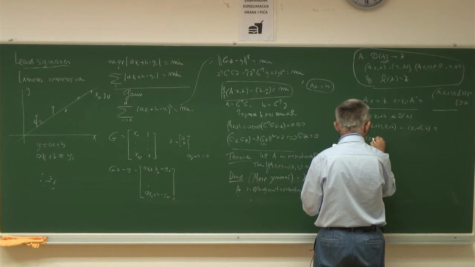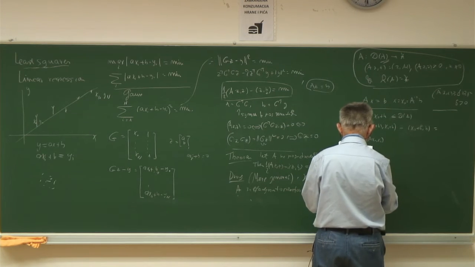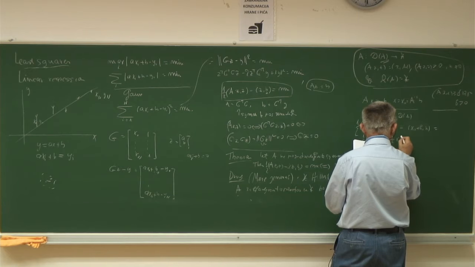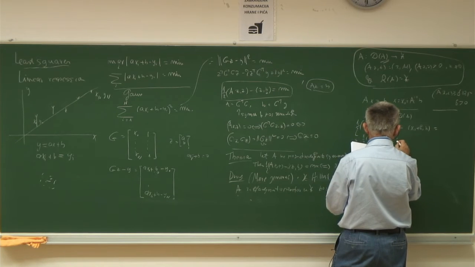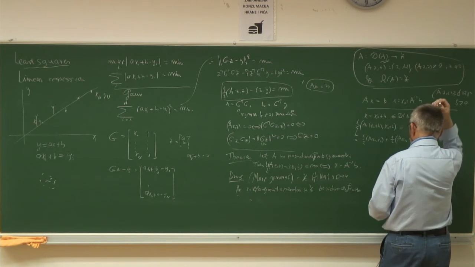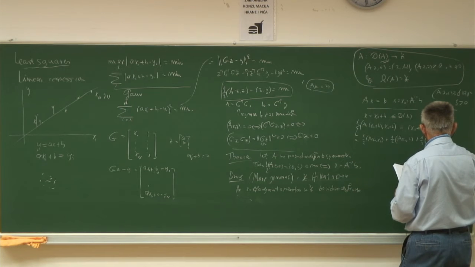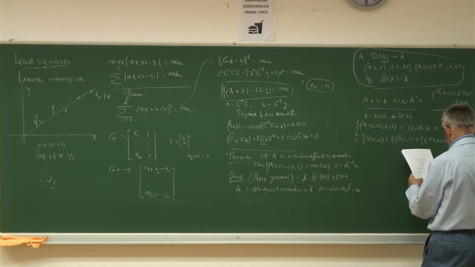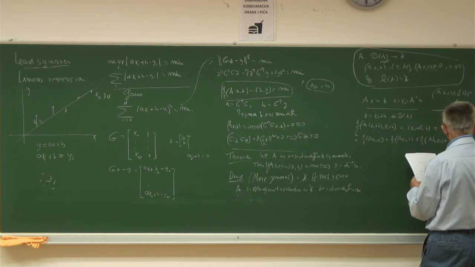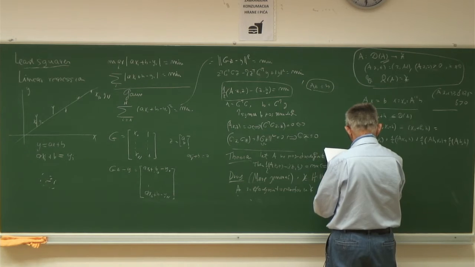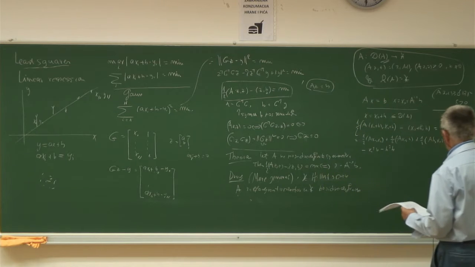This is equal to 1/2 A x0 x0 plus 1/2 A x0 h plus 1/2 A h x0 plus 1/2 A h h minus (x0, b) minus (h, b). I just wrote down what it is.